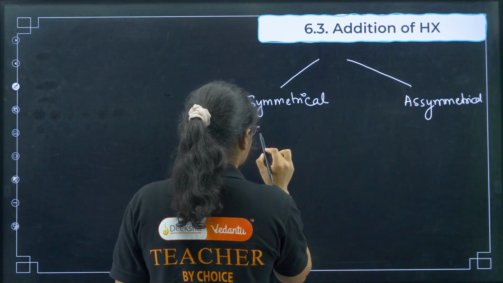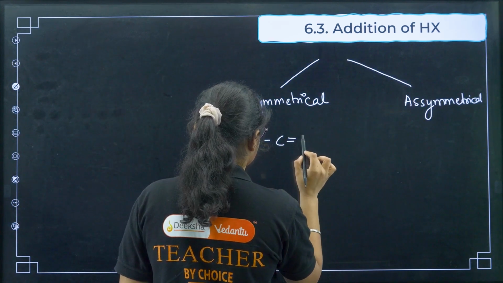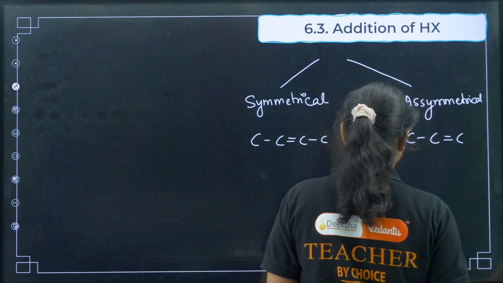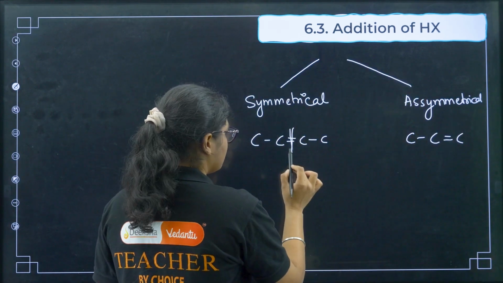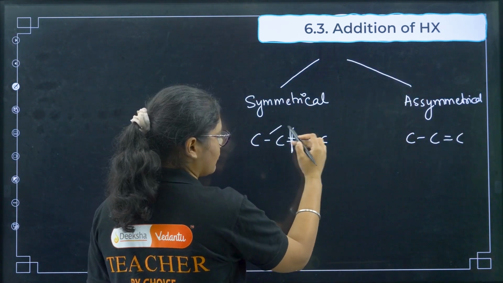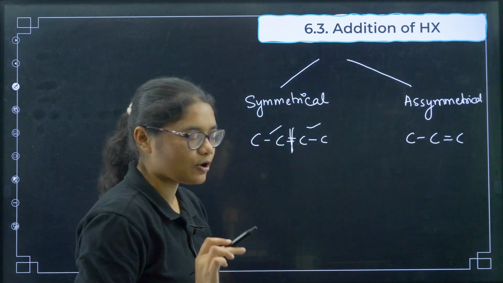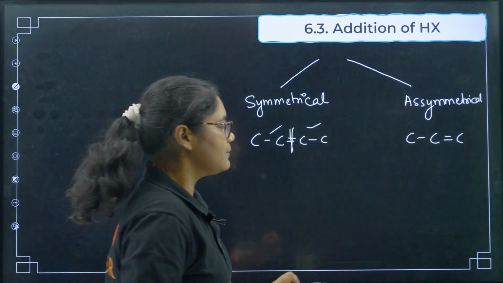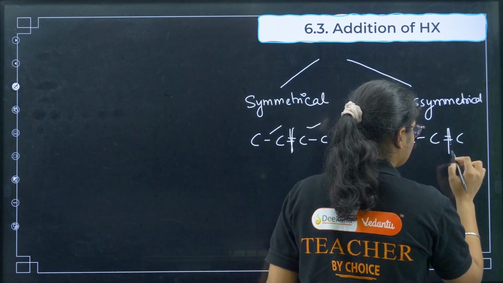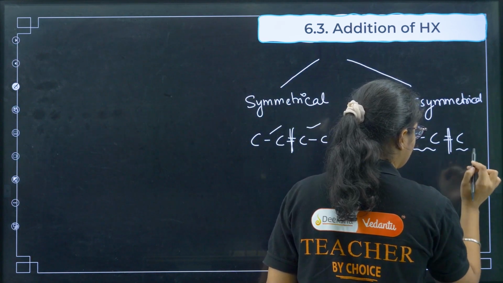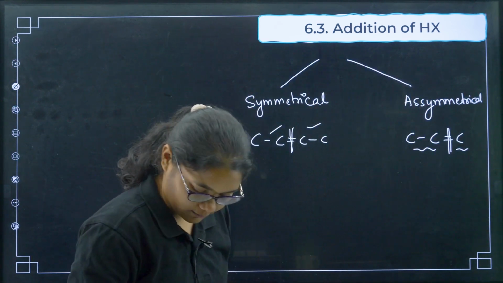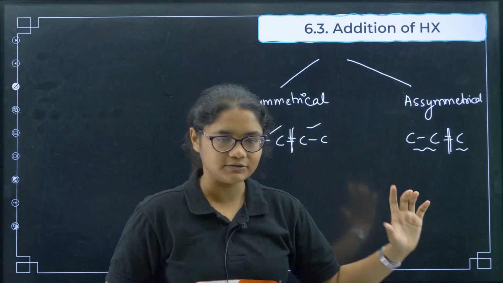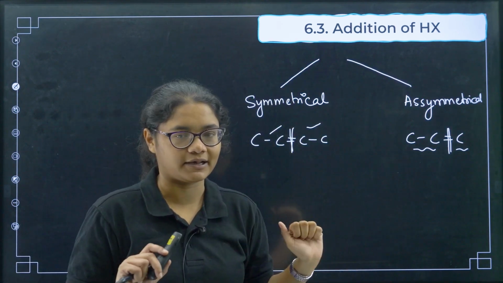So if you see but-2-ene, and you see propene. Now you see here in both sides of the double bond, an equal number of carbons or equal groups are present, right? So this is a symmetrical alkene. But if I have a double bond here, here you find 2 carbons and here you find only 1 carbon, right? So this is an asymmetrical alkene.